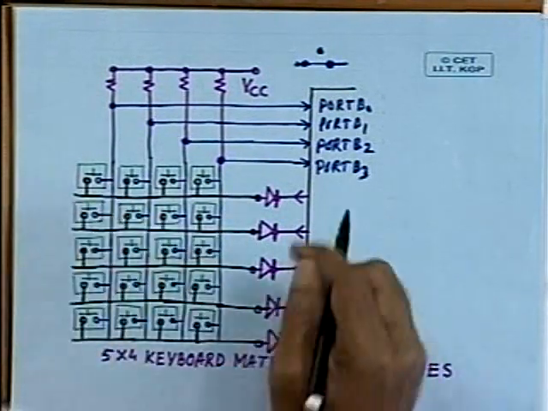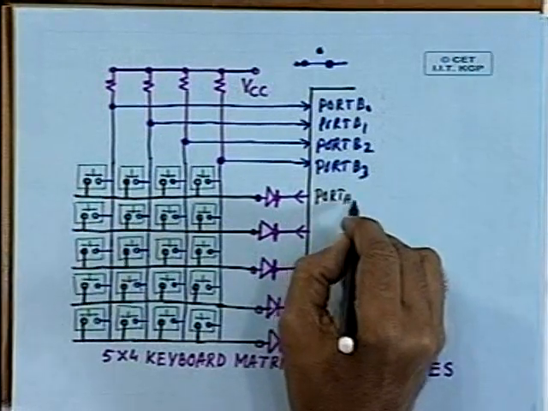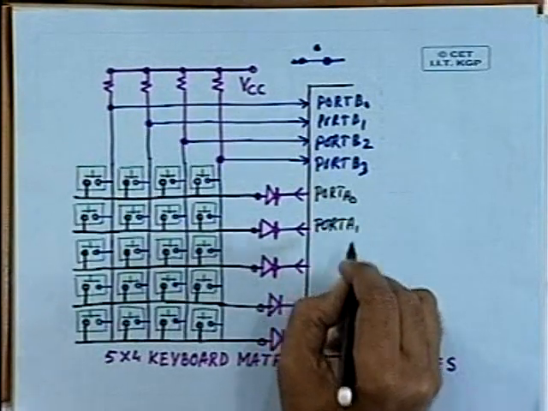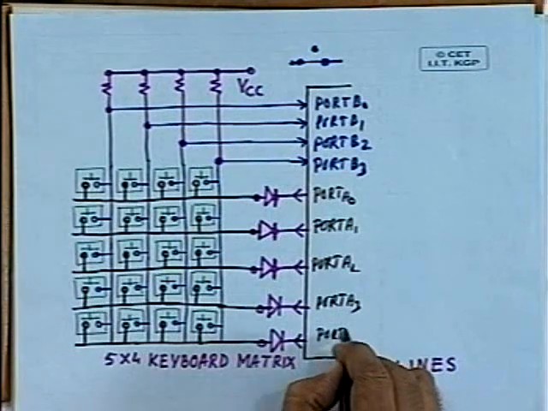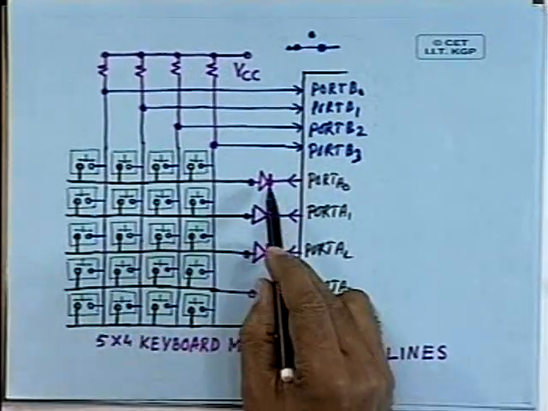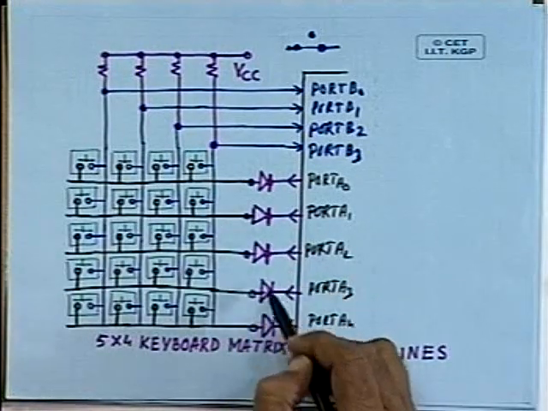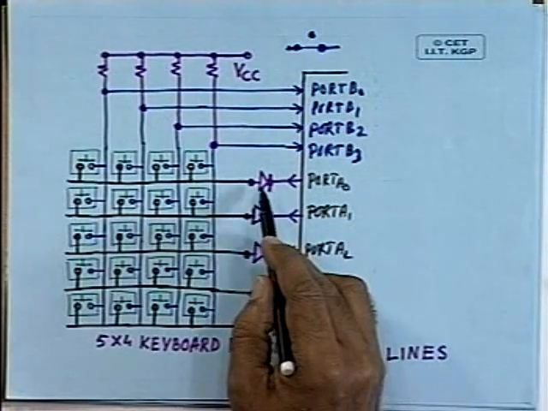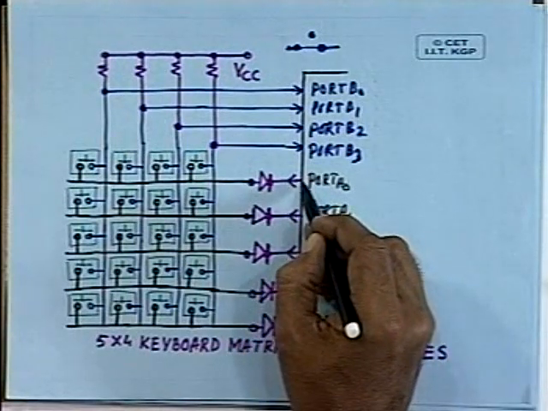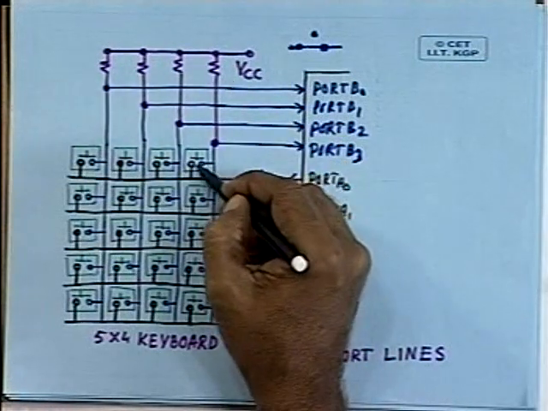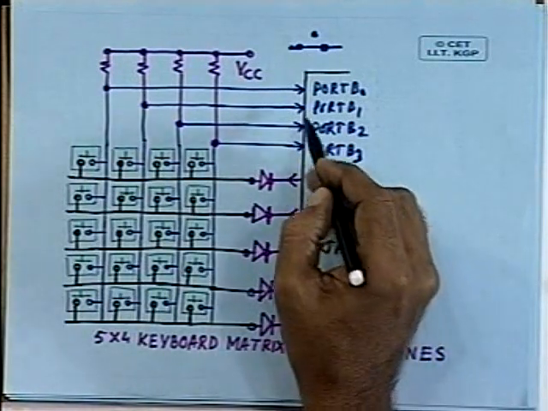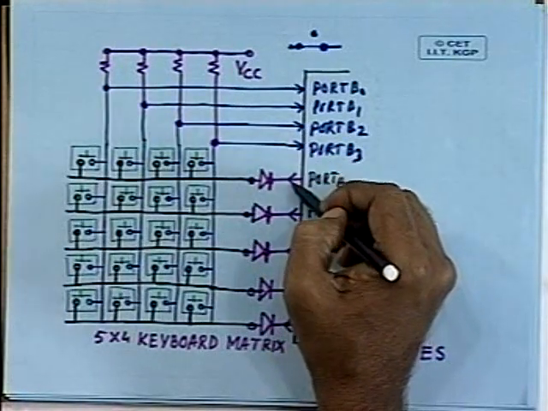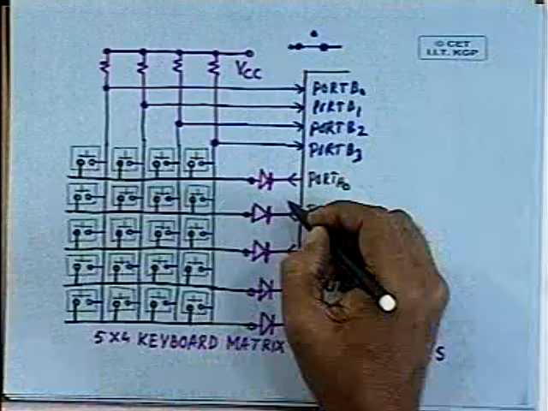On the other hand, these lines are connected to another port, say port A0, port A1, port A2, port A3, and port A4. You may be wondering, what are these devices? Actually, these are protection diodes. These diodes have been connected in such a way that if this line is 0 and this key is depressed, then the current can flow in this direction. On the other hand, if by mistake this port as well as this port have been configured as output ports and both are 1, that may lead to destruction of the port chip. To avoid the destruction of the port chip, these diodes are used.